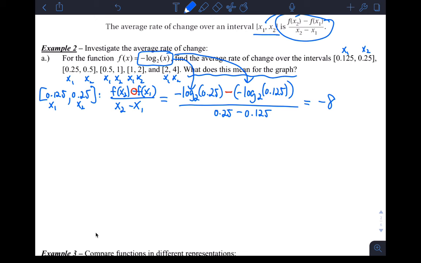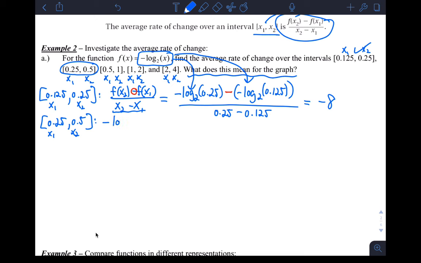So let's do the next interval. So we did this interval. Here would be the next interval. All right. So we have 0.25 to 0.5. Again, this will be my x1, this will be my x2. x1 is always the first one, x2 the second one. And I'm not going to write this whole function down again. I'm just going to do the substitution. All right, so let's do the substitution.